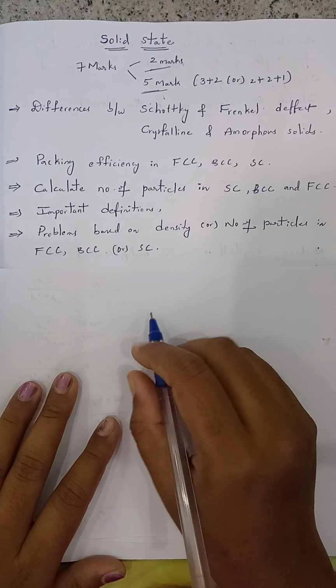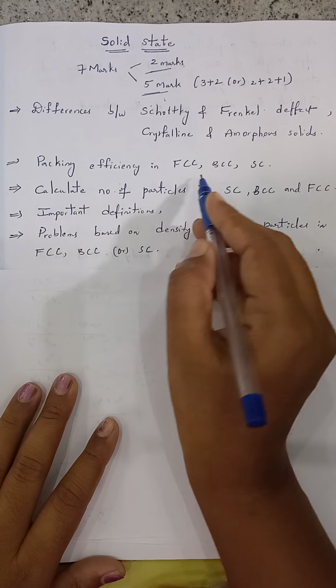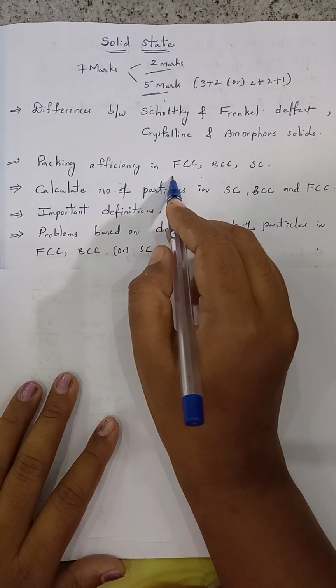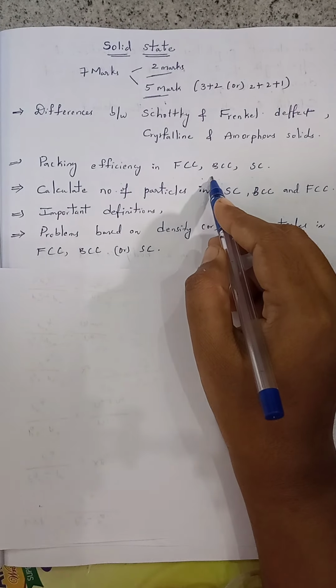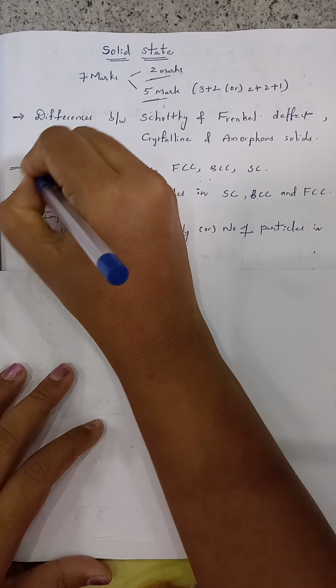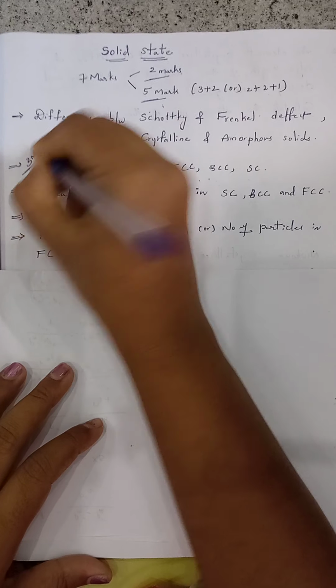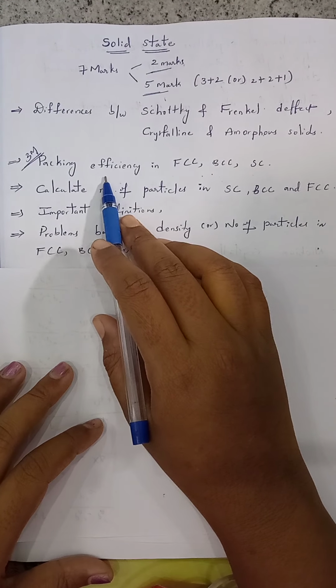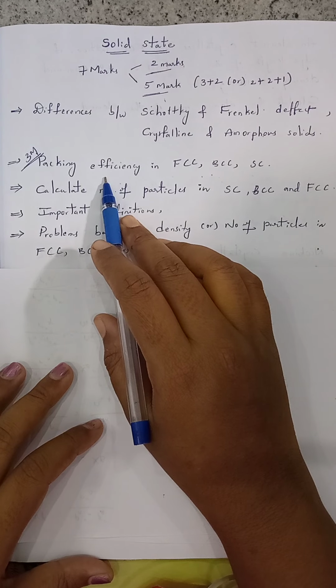Next, another important question: packing efficiency in FCC, BCC or SC. Face centered cubic structure, body centered cubic lattice, and simple cubic lattice. Among the three, one is compulsory for 3 marks. Based on packing efficiency they will ask one 3-mark question.